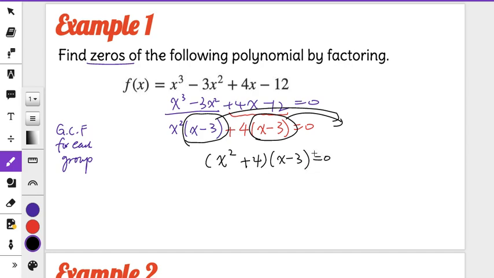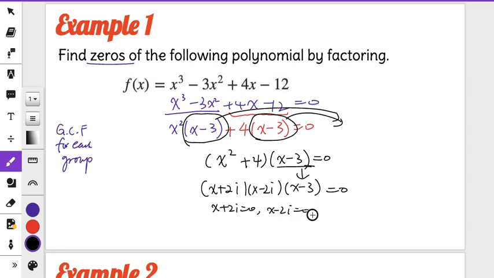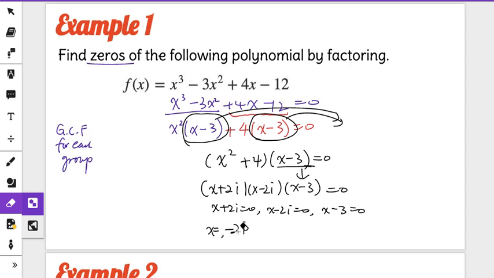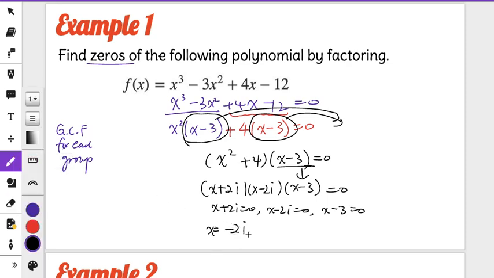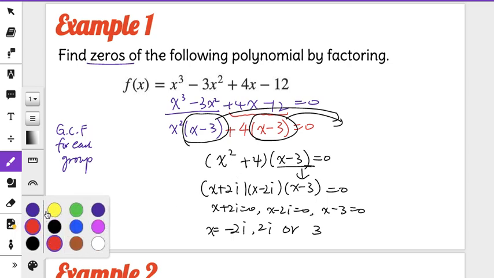And if you remember something we did before, this part we can continue to factor by using plus 2i and minus 2i. And I just copy down this part, equal to 0. So now we have 3 solutions. You can set up each factor equal to 0: this one equal to 0, this one equal to 0, or x minus 3 equal to 0. So we have negative 2i, and 2i, or 3.